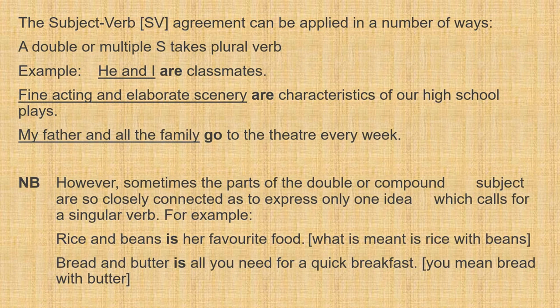Now listen very carefully. The subject-verb agreement can be applied in a number of ways. Number one: a double or multiple subject takes a plural verb. That is, when you have a compound subject, a subject that you have joined with the use of a conjunction. Example: he and I are classmates. He, the third person singular, and I, first person singular, together will now form the subject of the sentence, and so it becomes a plural, multiple subject. It must take the plural form of the verb. He and I are classmates.